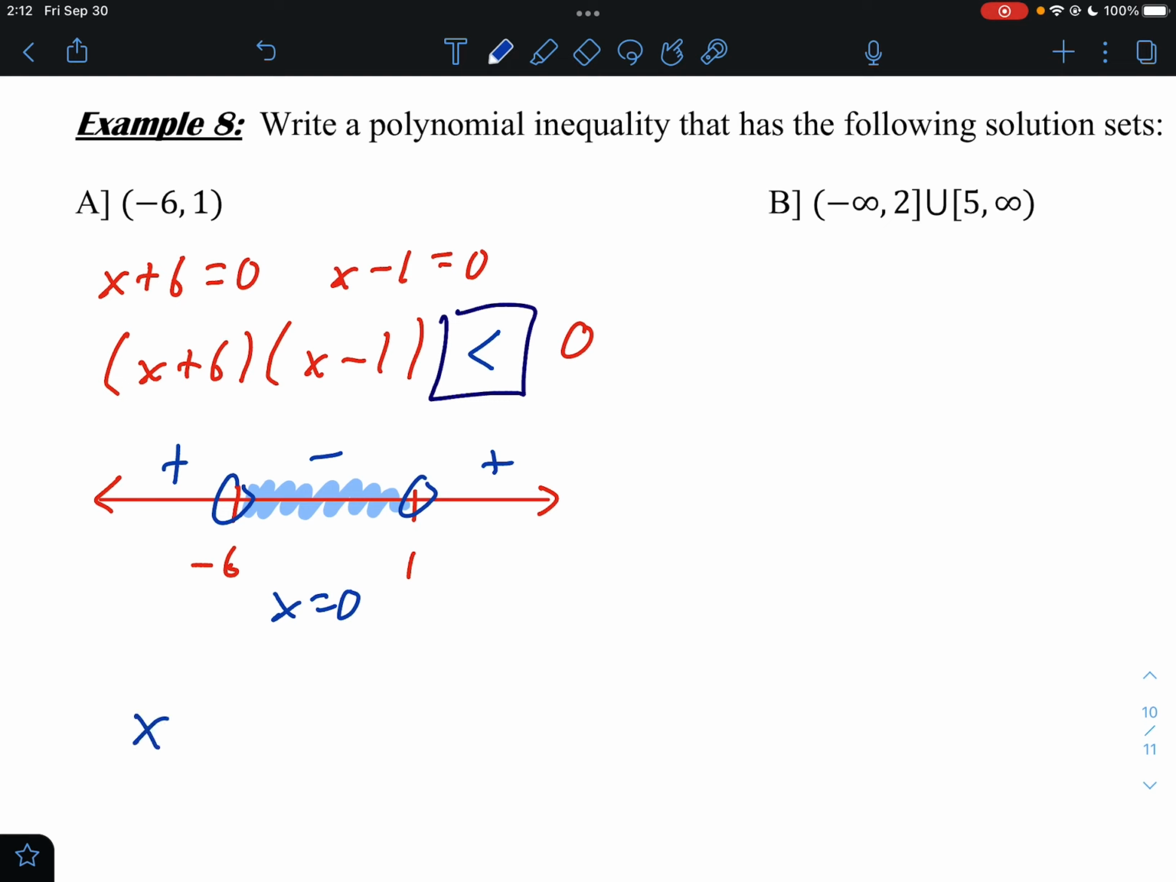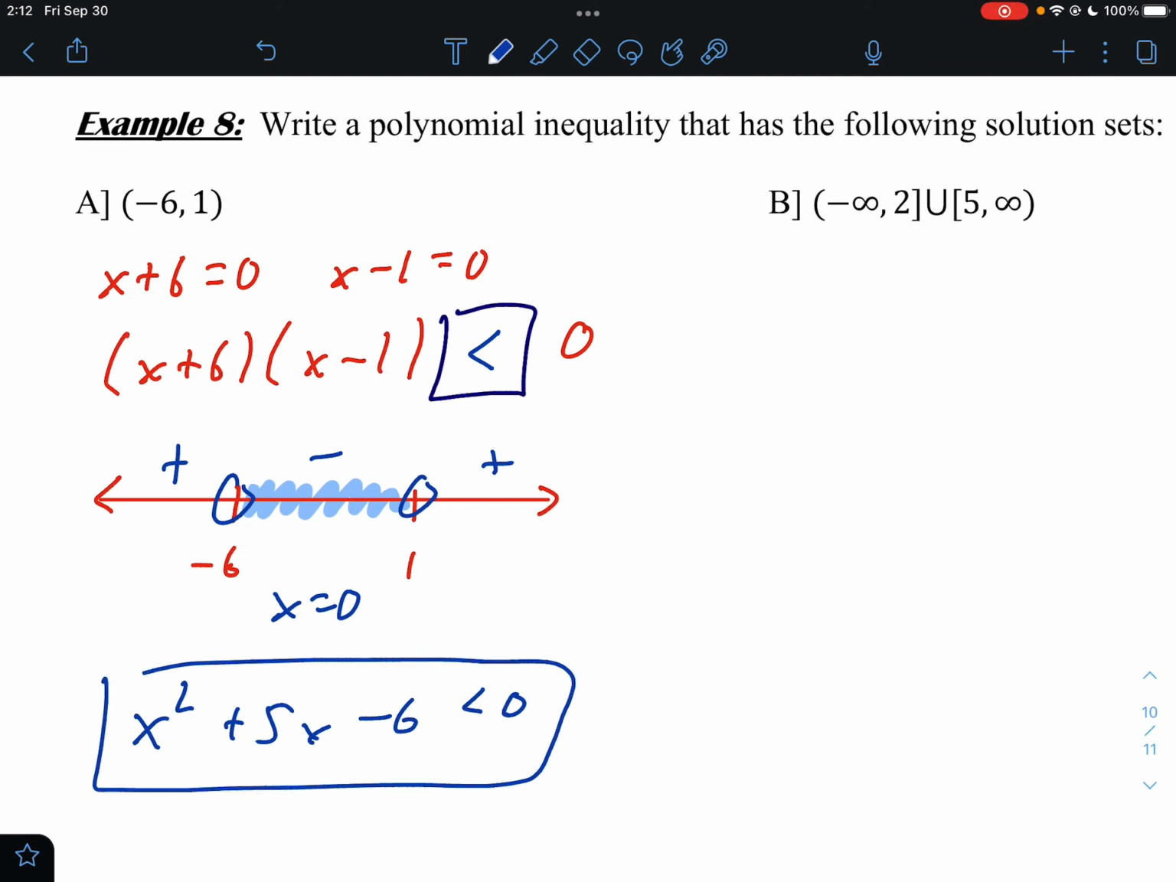So our final answer is x squared plus 5x minus 6 is less than 0. Now, are there other answers to this? Absolutely there are, but that is the easiest, most basic one to come up with.